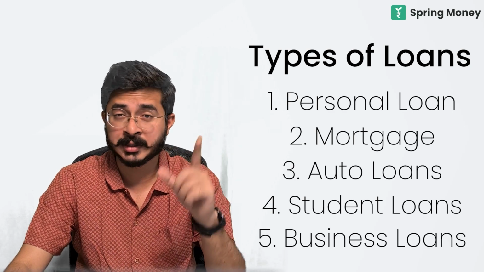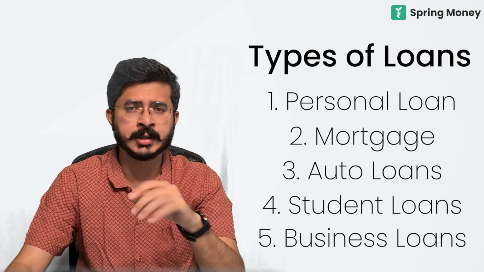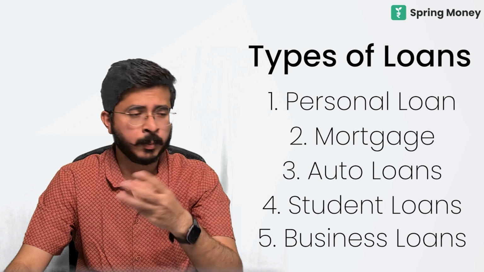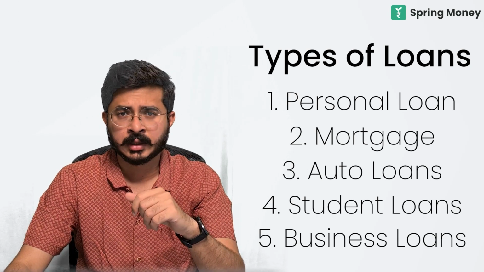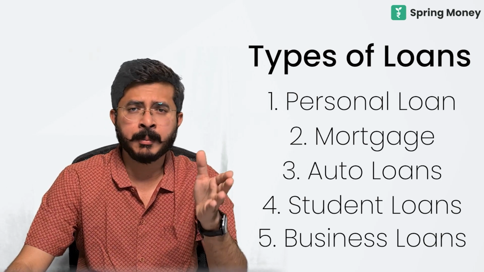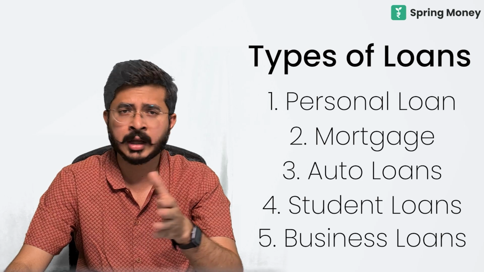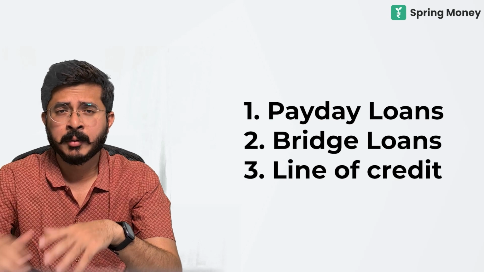Number 5 are business loans. Business loans are used to finance the operations of a business. They can be used to purchase equipment, hire employees, or expand the business. They can also be secured or unsecured and can be provided by banks or credit unions or other lenders. These are just few of the most common types of loans. There are also other types which include payday loans, bridge loans, and lines of credit, but we don't need to get into it right now.